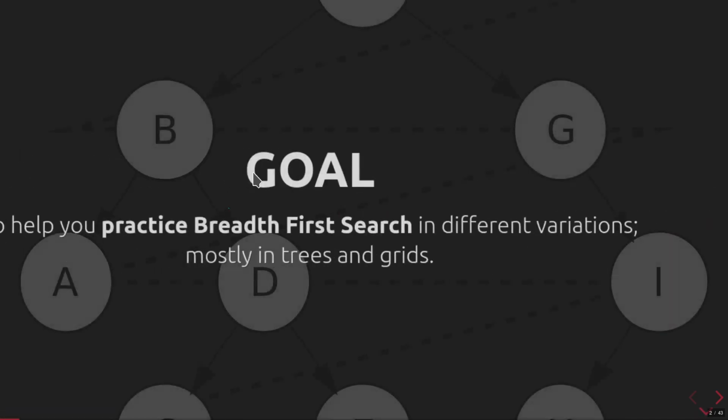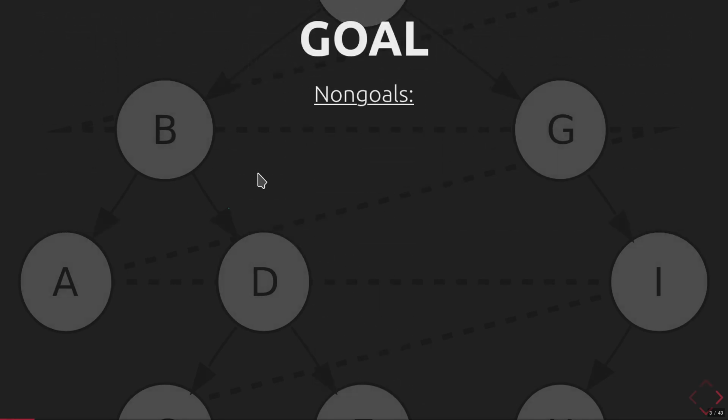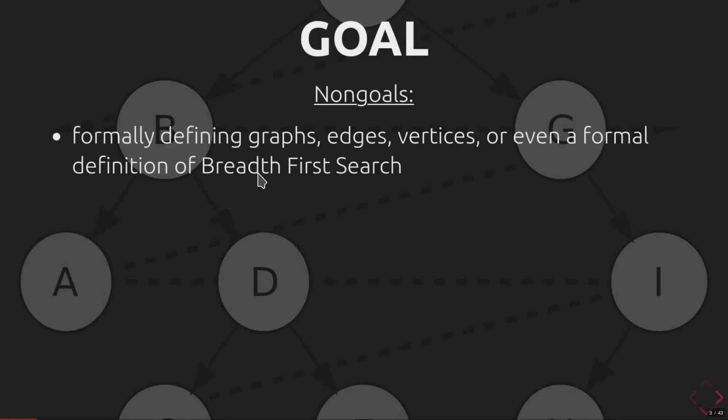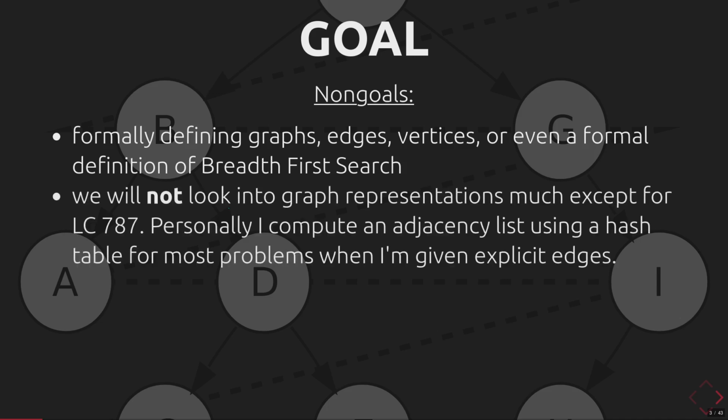Some of the non-goals for this problem is I'm not going to formally define graphs, edges, or vertices, or give a formal definition. This is mostly about practice and building that intuition about when to apply breadth first search and how to apply it. We're not going to be looking at different graph representations and how they're done. You can do it by a matrix. I usually do it with an adjacency list that I build in a hash map. You'll see some of that. I'll go over that in LeetCode 787.